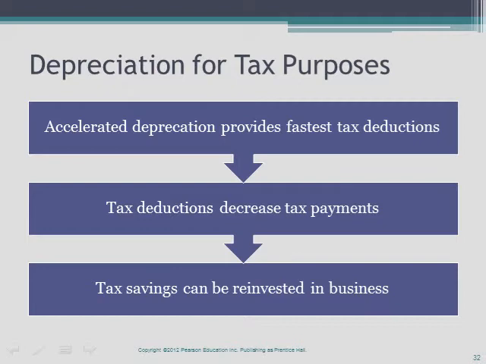Suppose you're a business manager and the IRS allows an accelerated depreciation method. Why do managers prefer accelerated over straight-line depreciation for income taxes? Accelerated depreciation provides the fastest tax deduction, thus decreasing immediate tax payments. The company can then reinvest these tax savings back into the business.